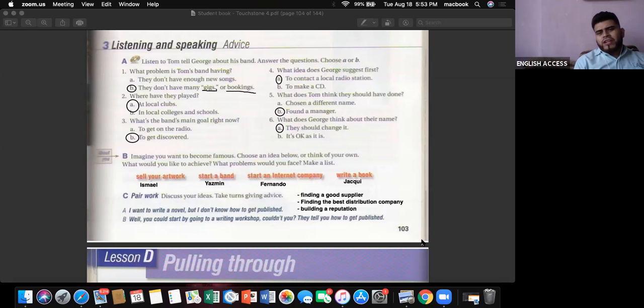And also, you know, I think I will have a problem building a reputation because I'm a small person. I'm not famous or anything like that. So what do you think I can do to build a good reputation?